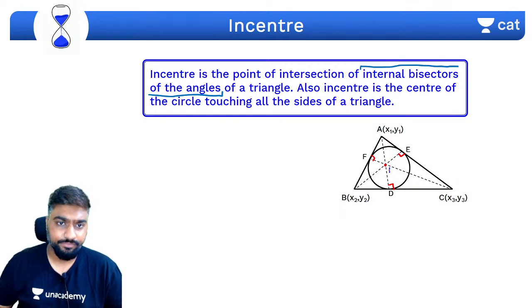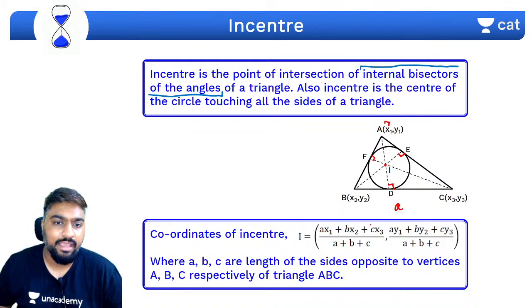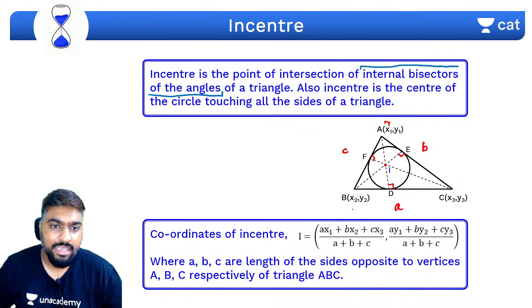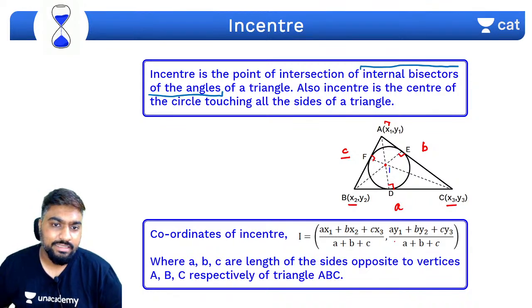So the in-center I can be formed. The coordinates of the in-center can be found by taking the coordinate x1 and multiplying it with the opposite side. The length of the side opposite vertex A is a, opposite vertex B is b, and opposite vertex C is c. So you're basically dividing them in the ratio a is to b is to c. So x1 into a, x2 into b, x3 into c, multiplied by the opposite side, and then you divide by a plus b plus c. Same way for the y coordinate: y1 into a, y2 into b, y3 into c by a plus b plus c.